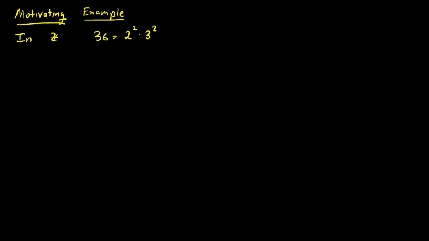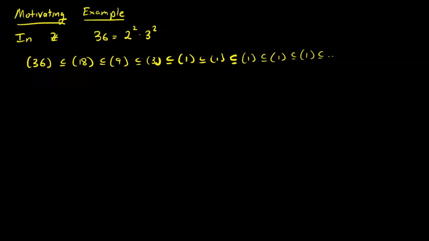So what can I notice? Let's consider the ideal generated by 36. One thing I might notice is that every multiple of 36 is a multiple of 18. So we have this containment of ideals, and this is just using property 1 from the lemma that we just proved. I know that every multiple of 18 is a multiple of 9, every multiple of 9 is a multiple of 3, and every multiple of 3 is a multiple of 1. And this is where this stops. I can't go any further. So I have this containment of ideals.